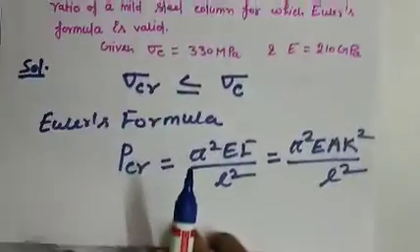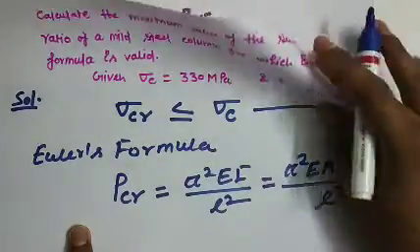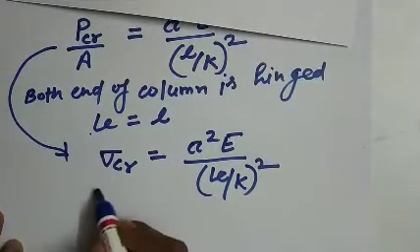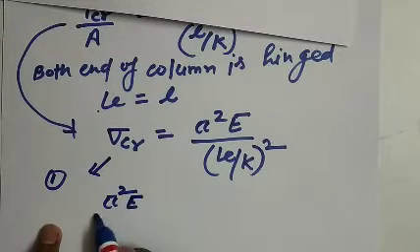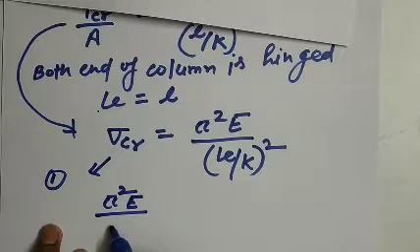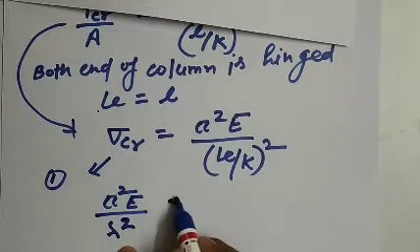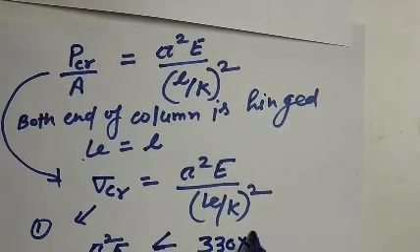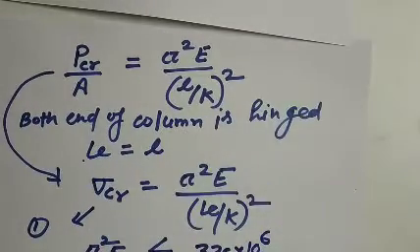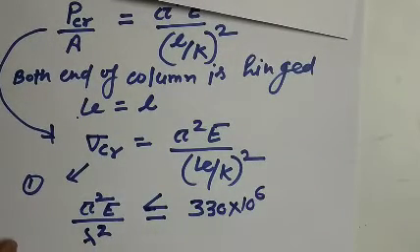Now say this is equation 1, the initial condition. Here we will place the values of sigma CR and sigma C, so put these into equation 1. Then we have pi square E upon LE upon K whole square, which we can write as lambda square, where lambda is the slenderness ratio, and this will be less than or equal to sigma C, which is given as 330 megapascal, equal to 330 into 10 to the power 6. So the expression is pi square E upon lambda square less than or equal to 330 into 10 to the power 6. Clear?